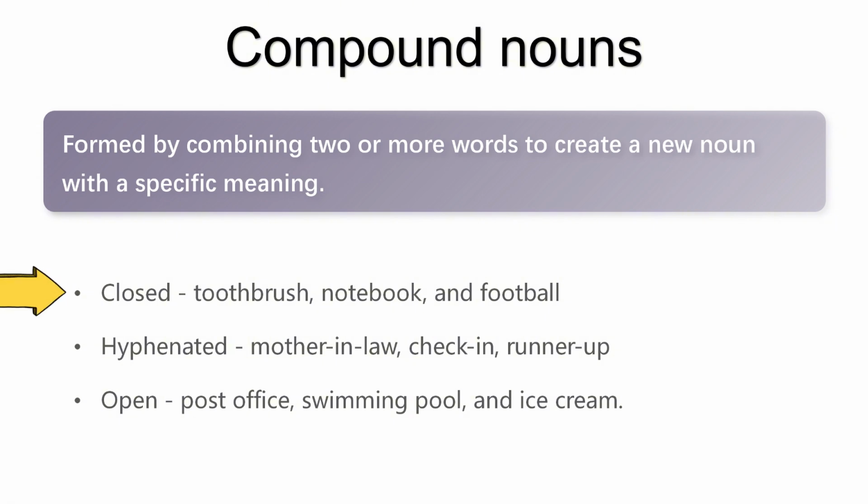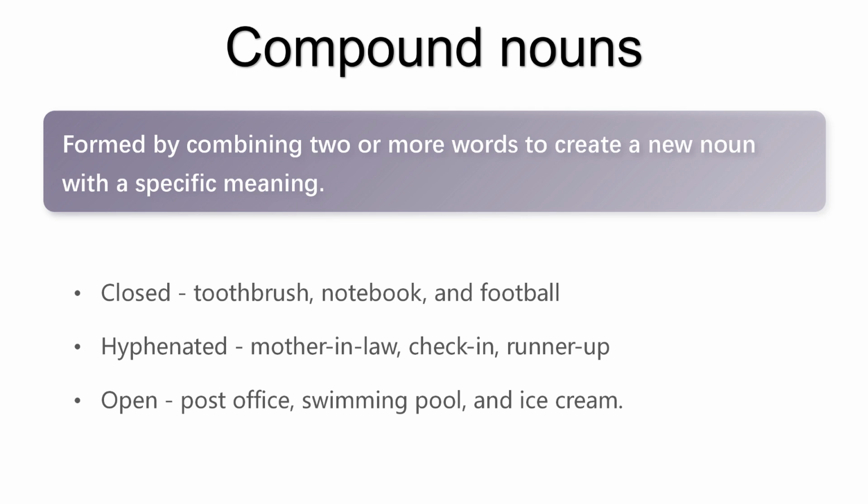Closed compound nouns. These are written as one word, with no spaces or hyphens. Examples include toothbrush, notebook, and football. Hyphenated compound nouns. These use hyphens between the words. Examples include mother-in-law, check-in, and runner-up. Open compound nouns. These are written as two separate words, but function together as a single noun. Examples include post office, swimming pool, and ice cream.